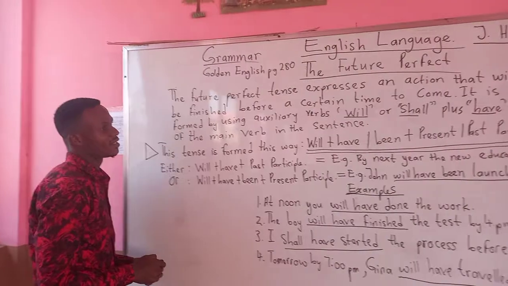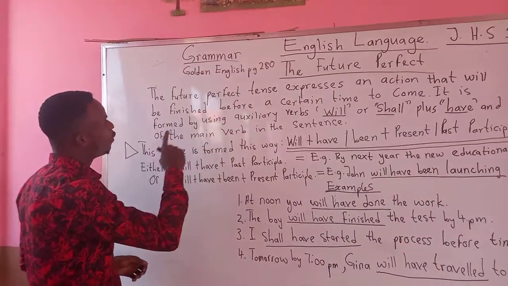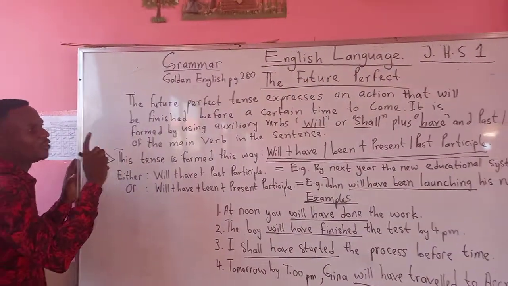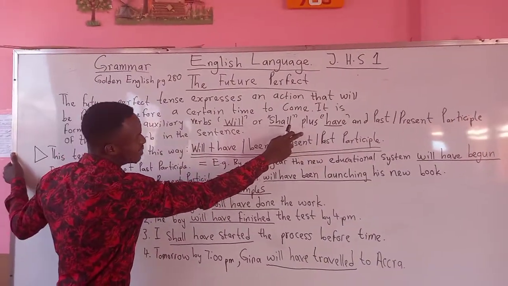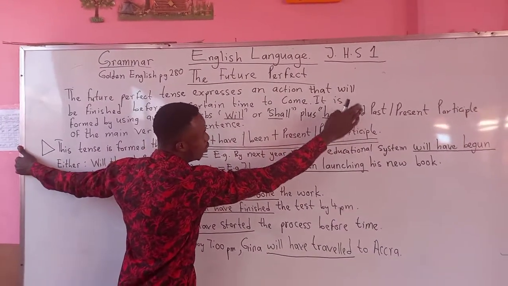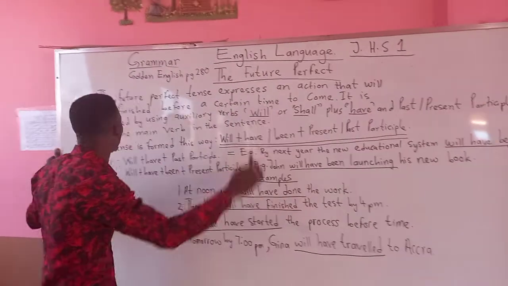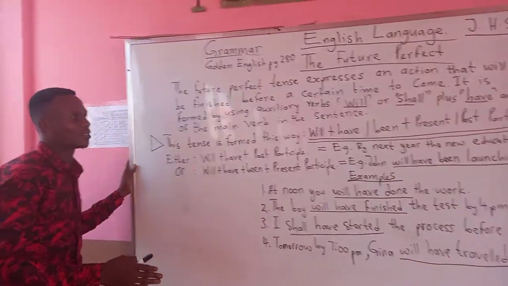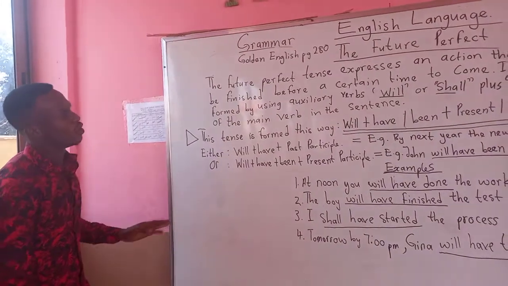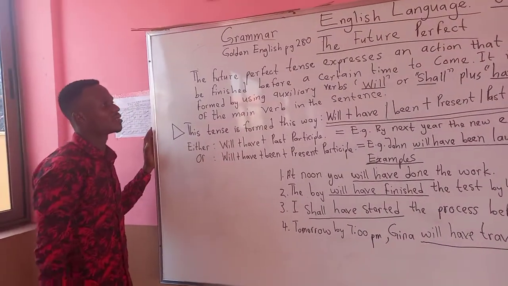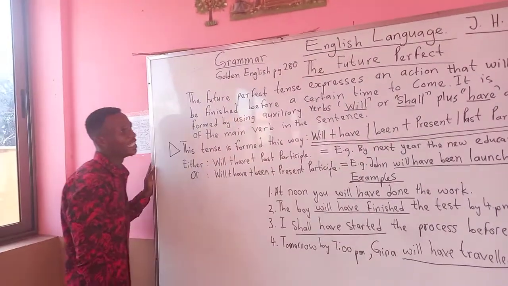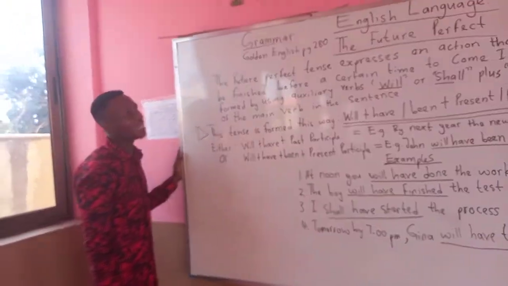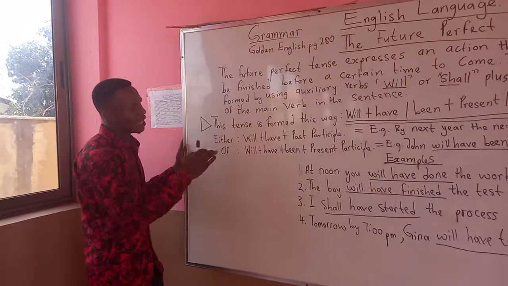Let us take it again. It says, it is formed by using auxiliary verbs, which is will or shall plus have and past or present participle of the main verb in the sentence. So when we come to the future perfect tense, we are basing on this normal thing to form sentences under the future perfect.